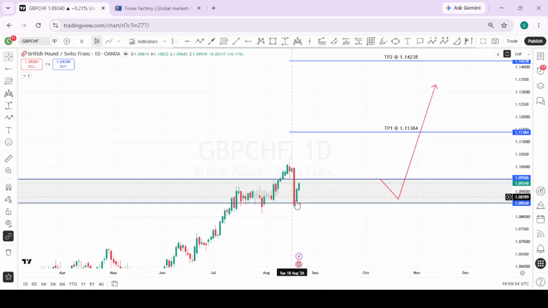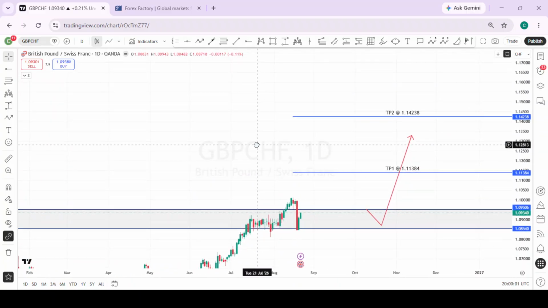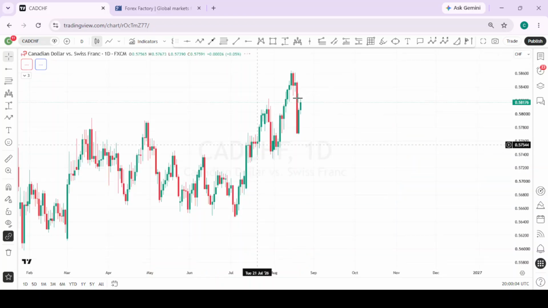If we get a reversal or cleaner bullish reversal within this area of interest, we'll look for buying opportunities to the upside to the various TPs we have above for GBP CHF.